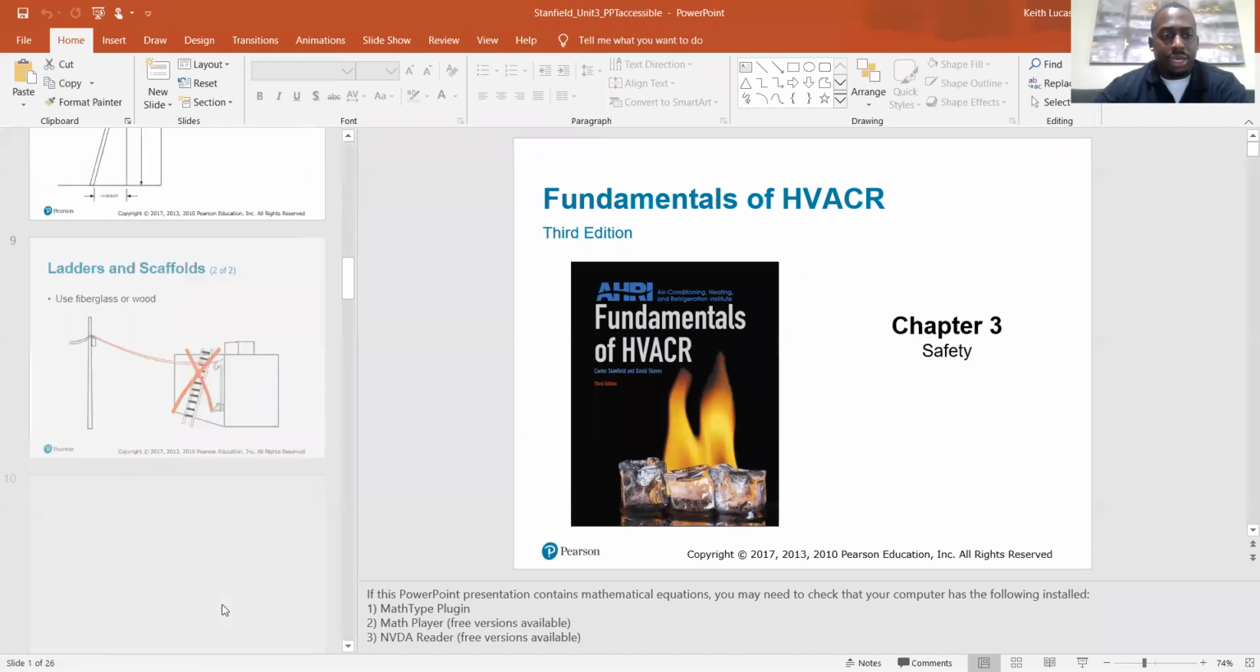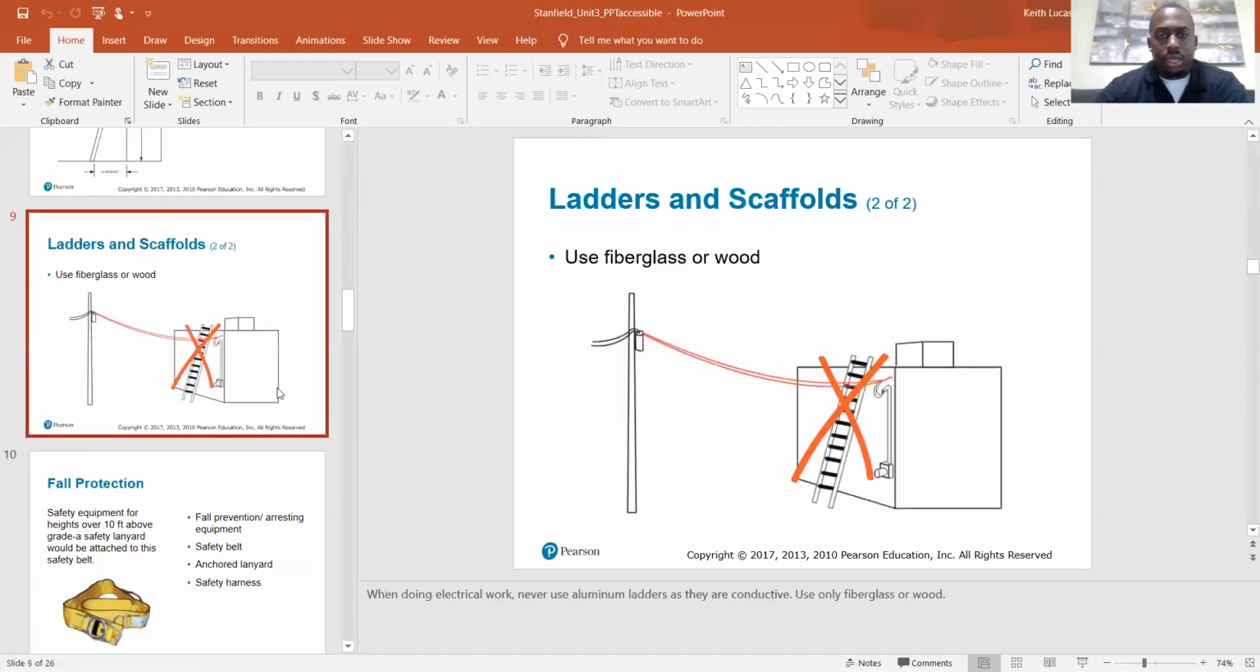Let me go back. All right, some more ladder safety. When doing electrical work, never use aluminum ladders as they are conductive, meaning they conduct electricity. If the electricity touches the ladder, it will shock you. So always use fiberglass or wood ladders.